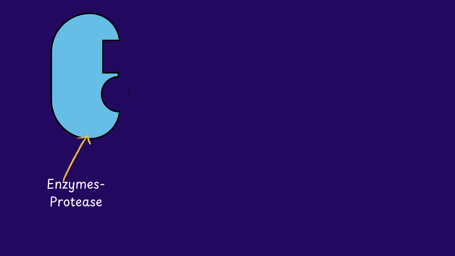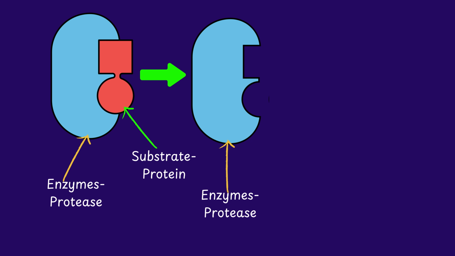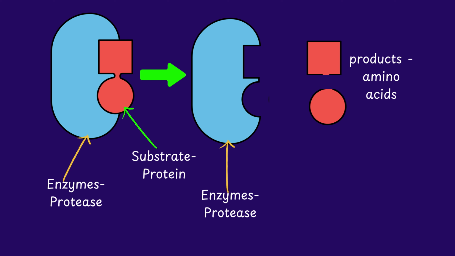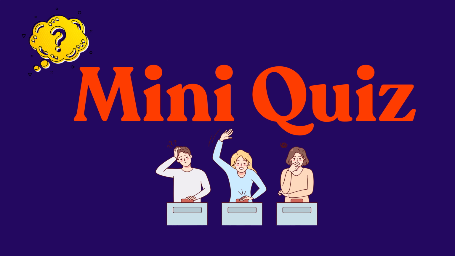So let us now look at the full reaction. So we have our protease enzyme and we have our substrate, which is protein. When they react, students, these will be the products. So you'll have your protease and you will have your amino acids. Students, the protease enzyme is not affected by the reaction. It will not be altered, and so it can be reused over and over again to form amino acids when proteins are digested.